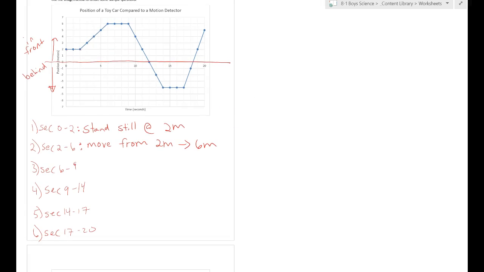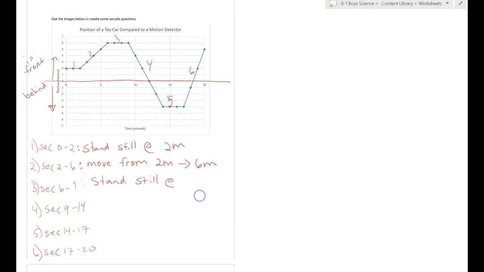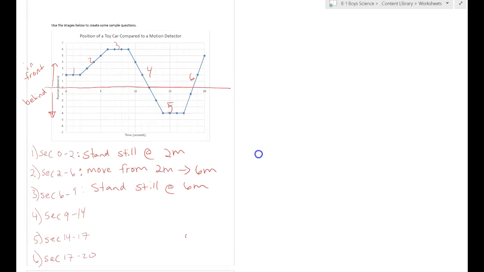Then from seconds 6 to 9, I never labeled these. Oops. 3, 4, 5, 6. So in segment 3 here, you are again standing still. Jeez, my OneNote keeps moving all over the place. Stand still at, what is that, 6 meters. Okay. In segment 4, we're going to move from 6 meters.